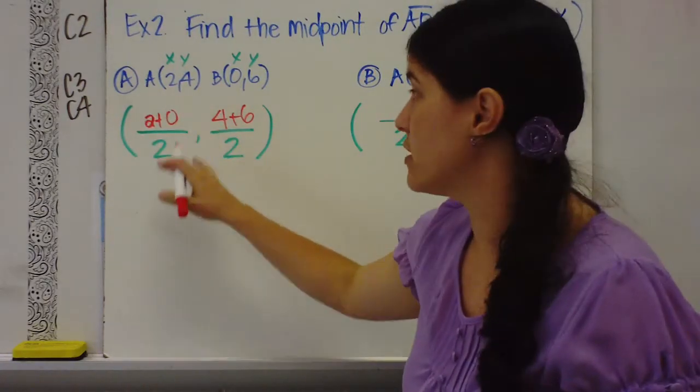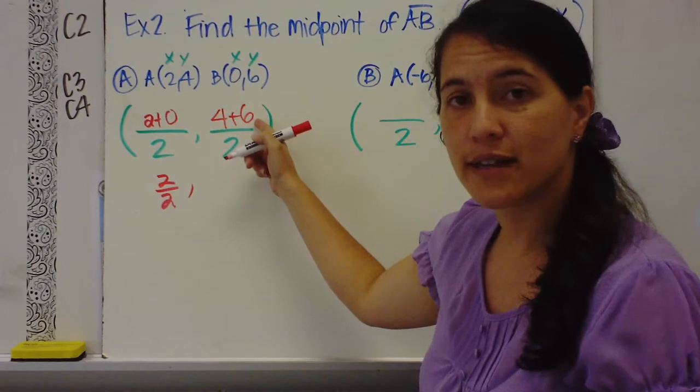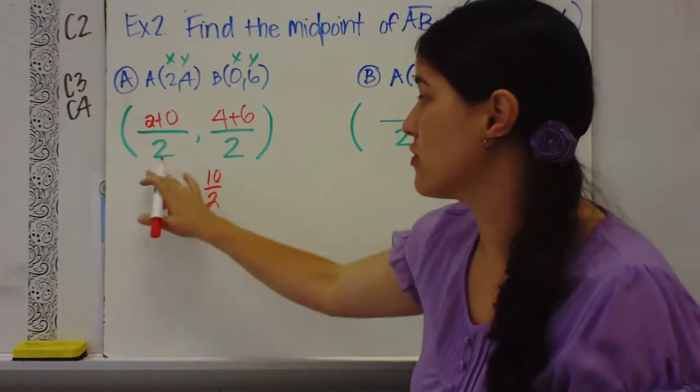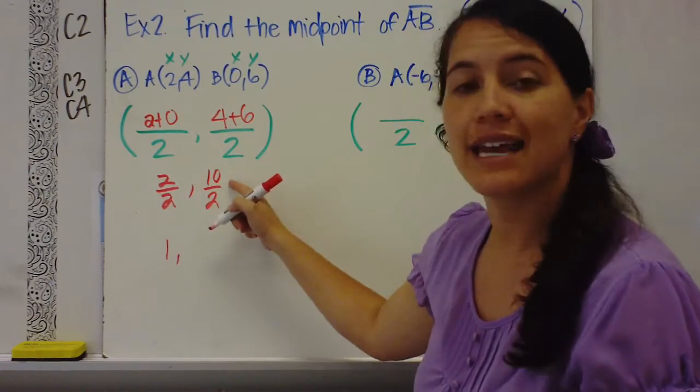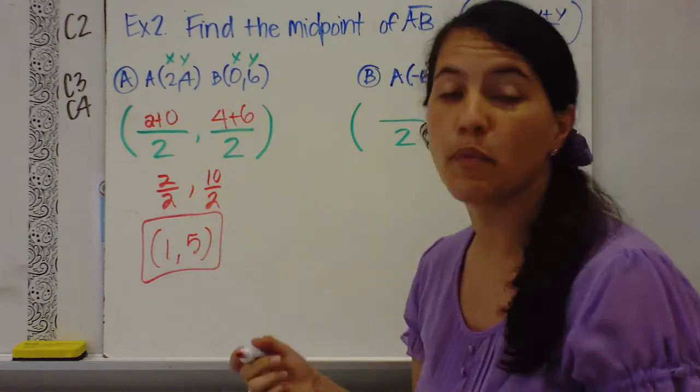2 plus 0 is 2, so 2 over 2. 4 plus 6 is 10, so this would be 10 over 2. And then you simplify if you can. 2 over 2 is 1. 10 divided by 2 is 5. So the midpoint is just the point 1, 5.